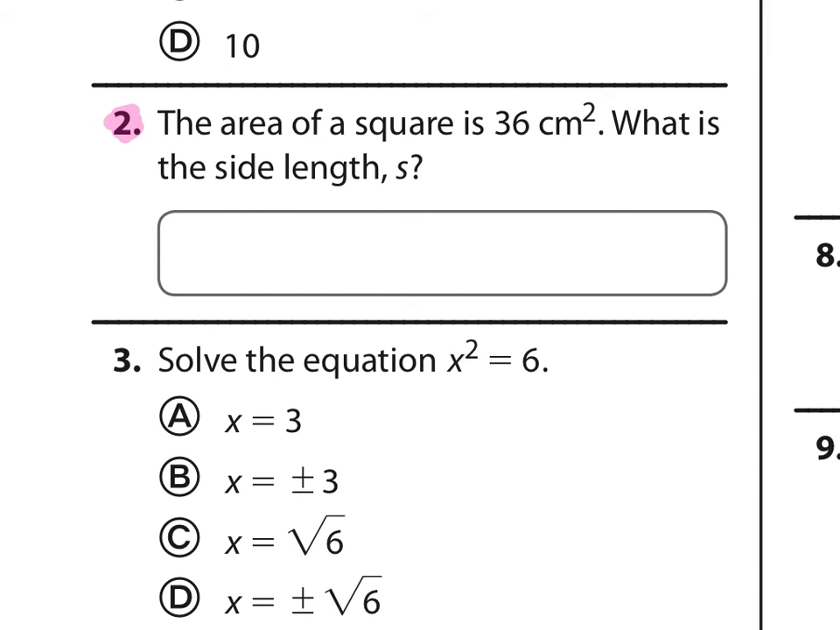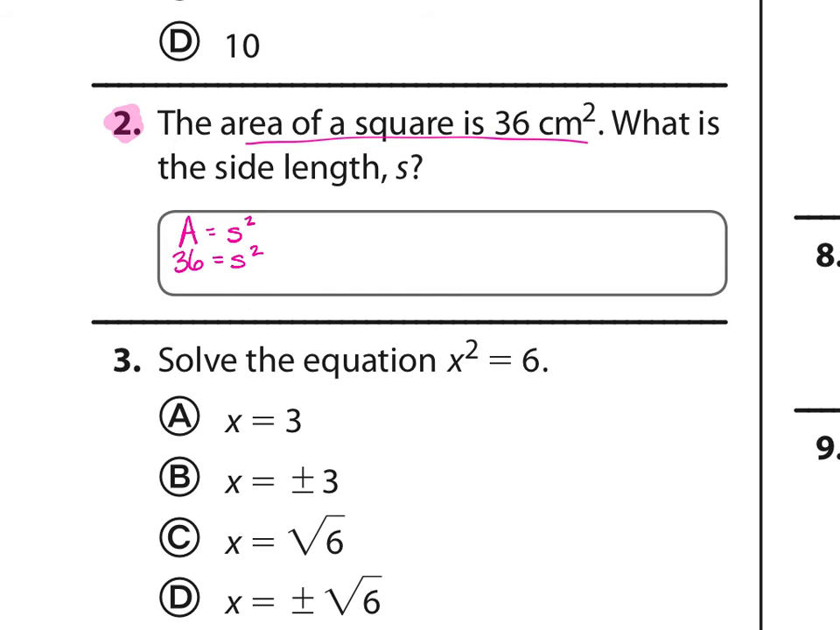And so it'd be helpful to remember the formula for area of a square. The area of a square is equal to length times width, which in both cases are the same side. So we can just say side times side, which is S squared. And here's what we know. We know that the area is 36. And so we're just going to solve for S.